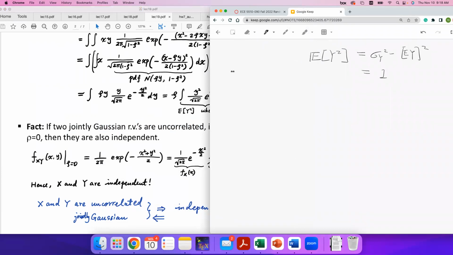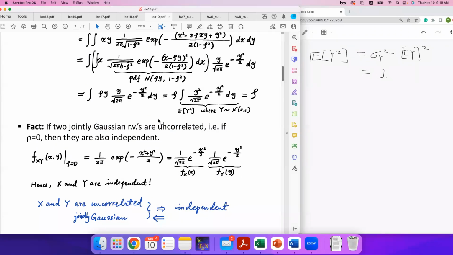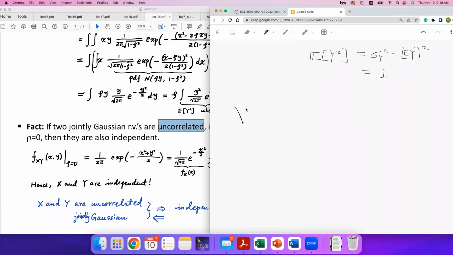Okay. In the previous lectures, when we talked about uncorrelated and independence, we know that for any random variables X and Y, independence can imply uncorrelated, but uncorrelated cannot, in general, imply independence. Now, this is when we talk about arbitrary pairs of random variables.